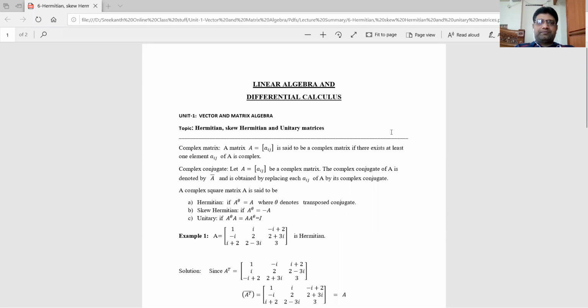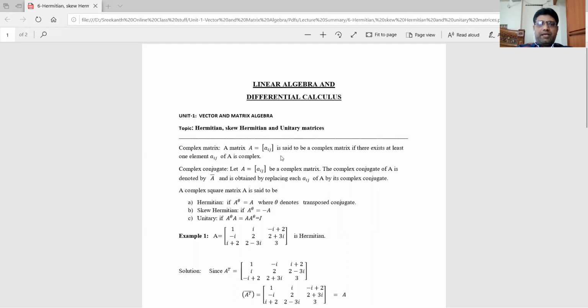I am Srikanth Reddy. In this lecture, we are going to see complex matrices. Complex matrices means we will cover Hermitian, skew Hermitian, and unitary matrices. Before going to the definitions of these matrices, first we'll see what is meant by a complex matrix.